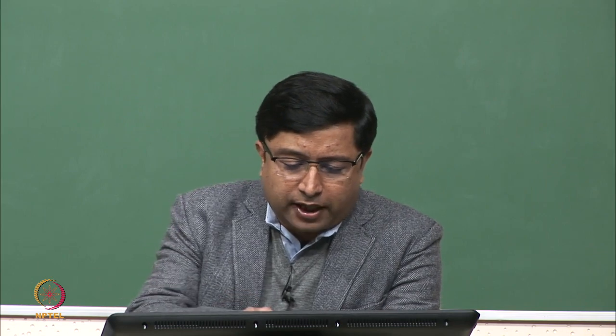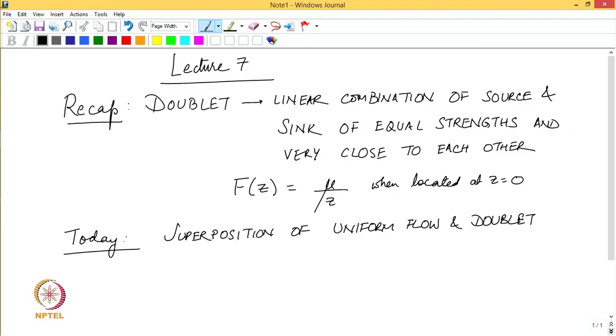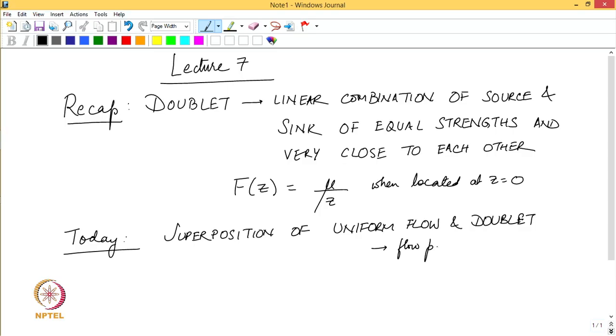What I will do in this lecture is extend that idea and show you what we get when we do superposition of a uniform flow and a doublet. This is a very interesting problem because, as I will show you, this corresponds to flow past a circular cylinder. So, we will try and prove this today using the arguments that we have been working on so far.